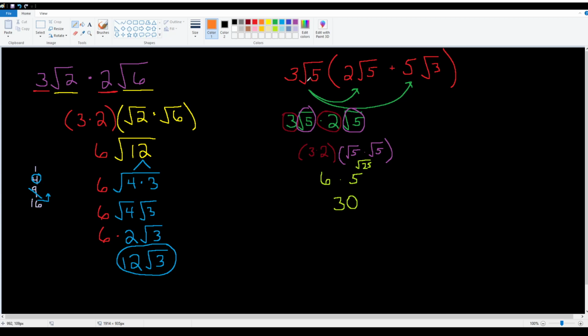Well, now I have to go to the second half. Now I have to do the 3 radical 5 times the 5 radical 3. So just like we did with the previous one, I'm going to group together my coefficients, 3 times 5, and then I also group together the radical 5 and the radical 3.